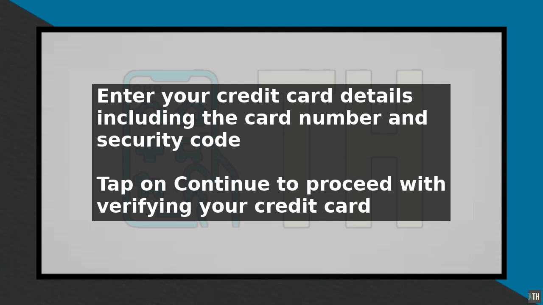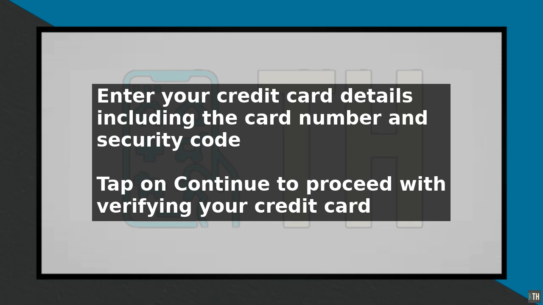Once your credit card has been verified, you can set it as your default payment method or use it to make a one-time payment. To set it as your default payment method, go to the Account section, tap on Payment Options, and then select your credit card from the list of available payment methods.